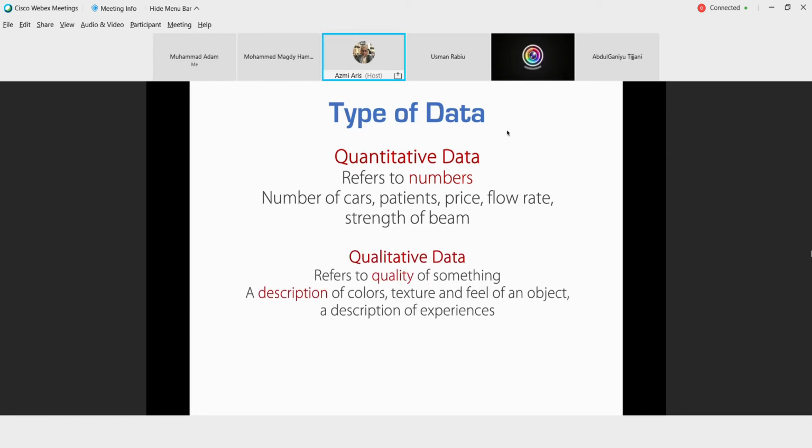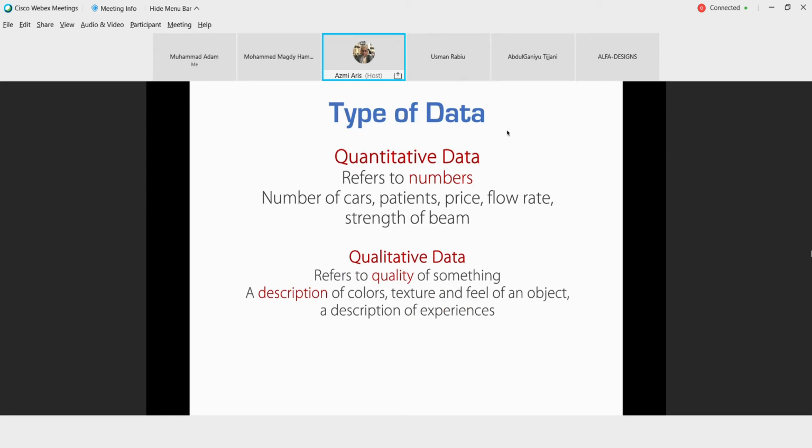Another one is qualitative data. This is normally relevant to those who follow the social science approach, so they deal a lot with qualitative data. Qualitative data refers to the quality of something. It can be a description of colors, or a description of experience.